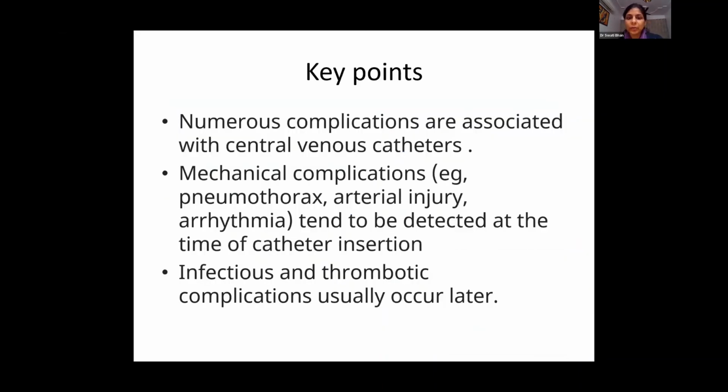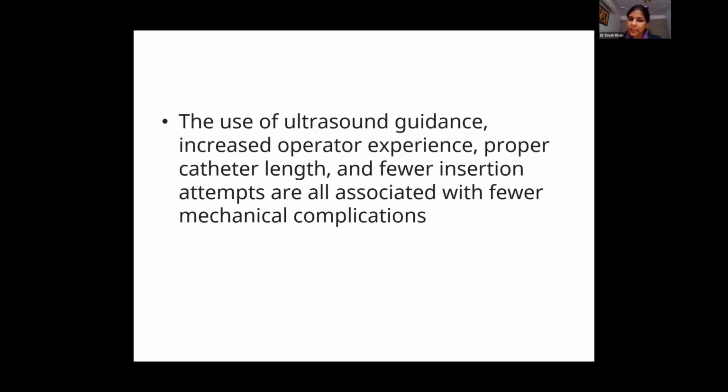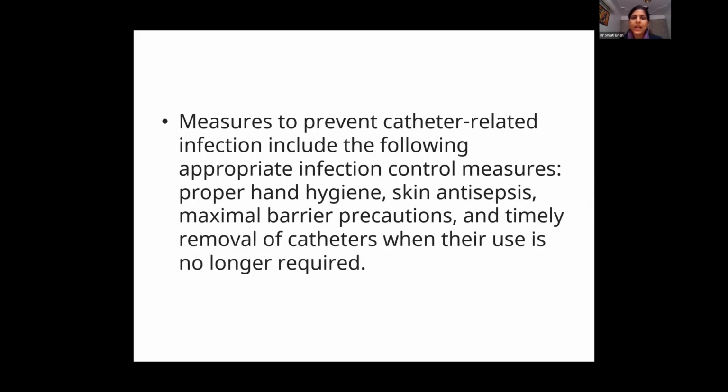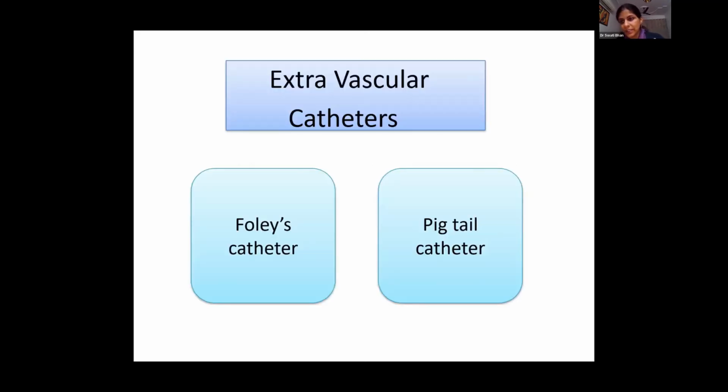Coming to the key points, we see that numerous complications are associated with central venous catheters. These are the mechanical complications, which are present at the time of catheter insertion, and infectious and thrombotic complications usually occur later. With the use of ultrasound and increased operator experience, fewer mechanical complications are reported. Measures to prevent catheter-related infections include appropriate infection control measures, proper hand hygiene, skin antisepsis, maximal barrier precautions, and timely removal of catheters when their use is no longer required. So with this, we finish the vascular catheter section.